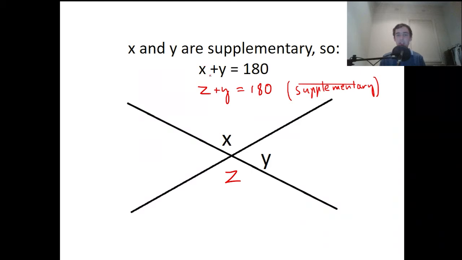So from this, you can say that because x plus y is 180 and z plus y also equals 180 and y isn't changing, then that means x has to equal z. And so we've just proved that x is equal to z. And so that means every time you've got this situation where you've got x which is opposite of z, or two angles that are opposite each other, technically called vertically opposite, they're equal to each other. So that's just one way that you can prove something mathematically.